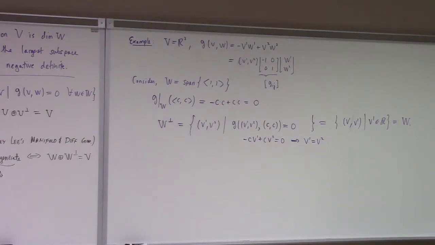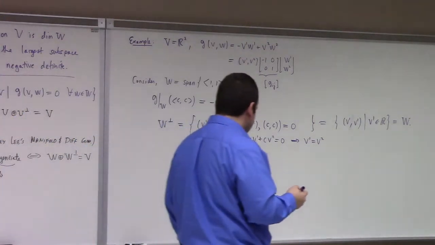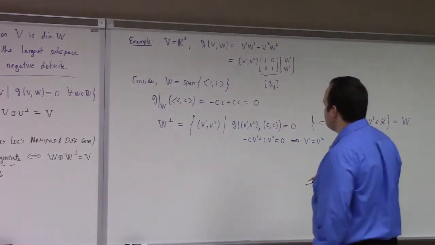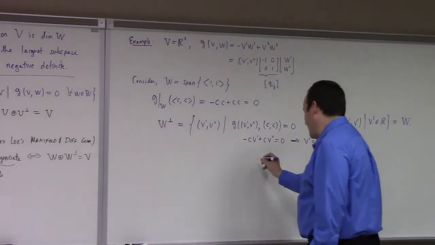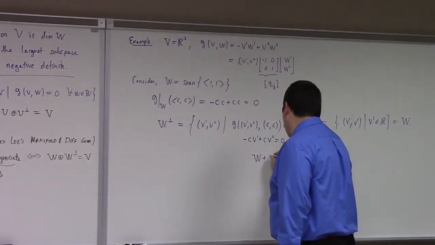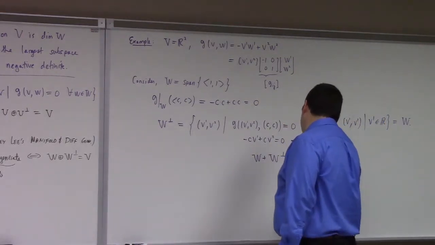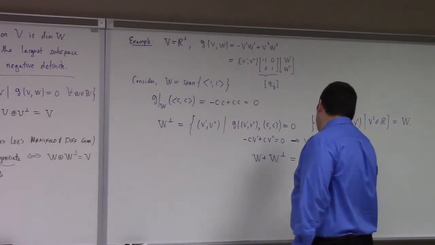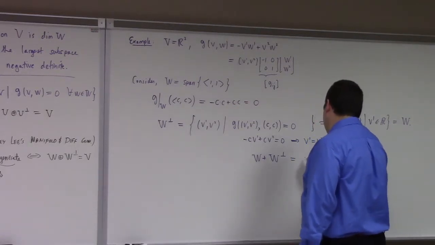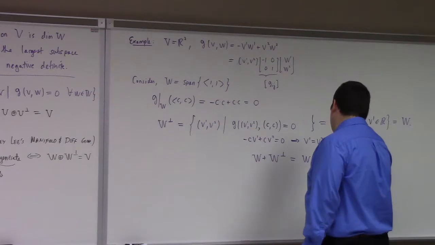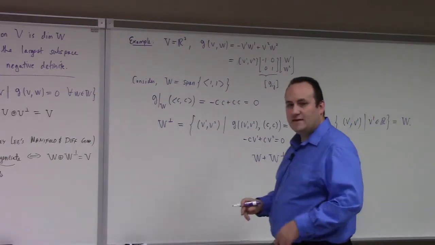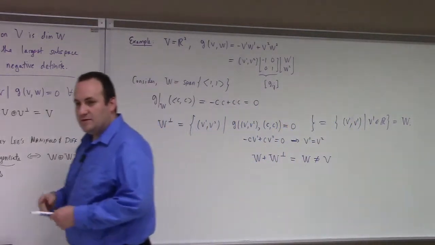Weird, huh? Yeah. So it's not even the case that W plus W perp is equal to V, right? W plus W perp is just equal to W again, which is not equal to V, right? So it's certainly not the case that we have the direct sum decomposition.